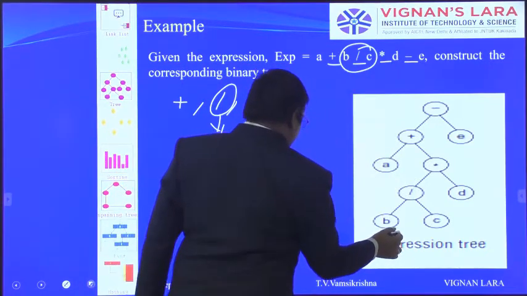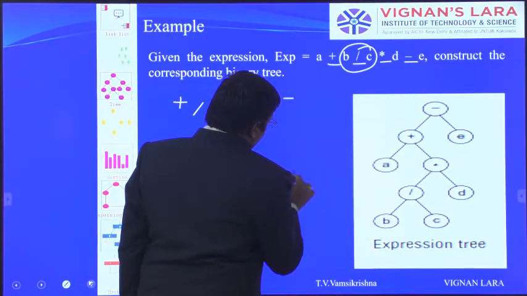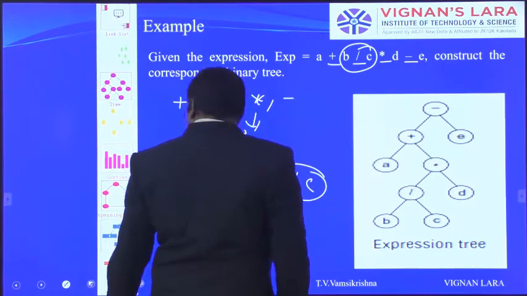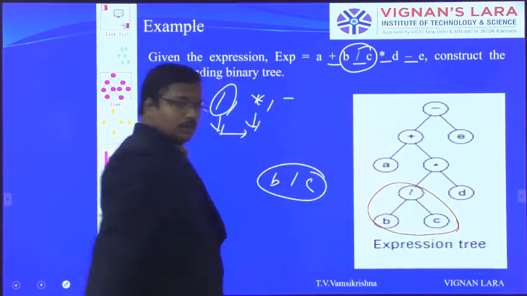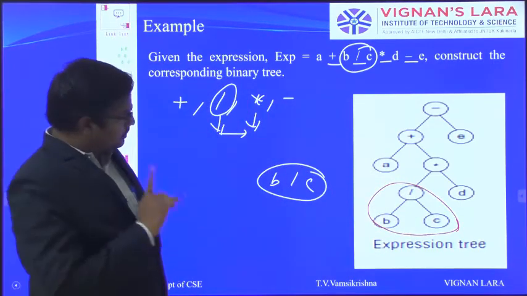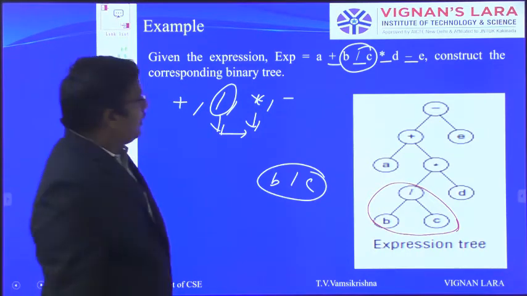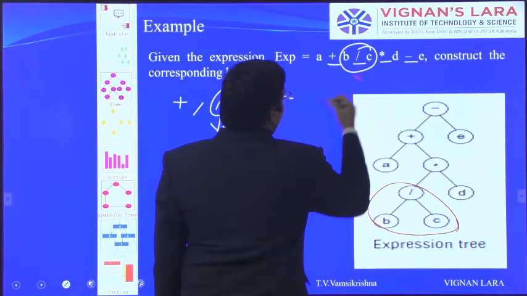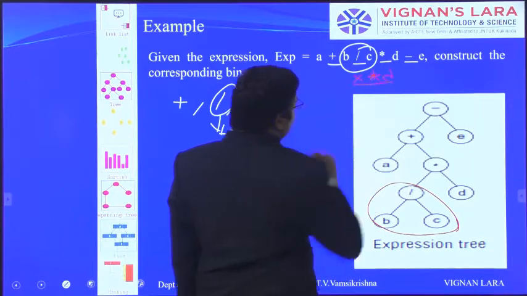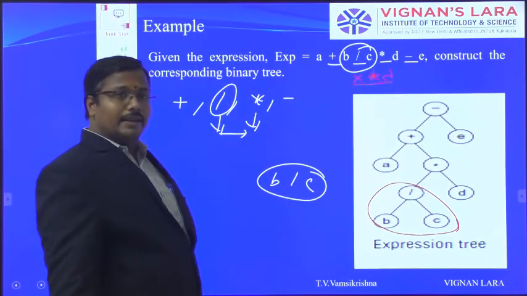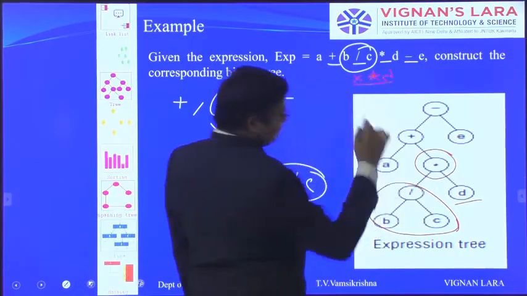So here first B divided by C is evaluated. The same thing we show here: B, C, and the parent node is divided by, an operator. The resultant may be called X. What is the next highest precedence? Here there is no ambiguity; the remaining higher operator is only multiplication. So X multiplication D.